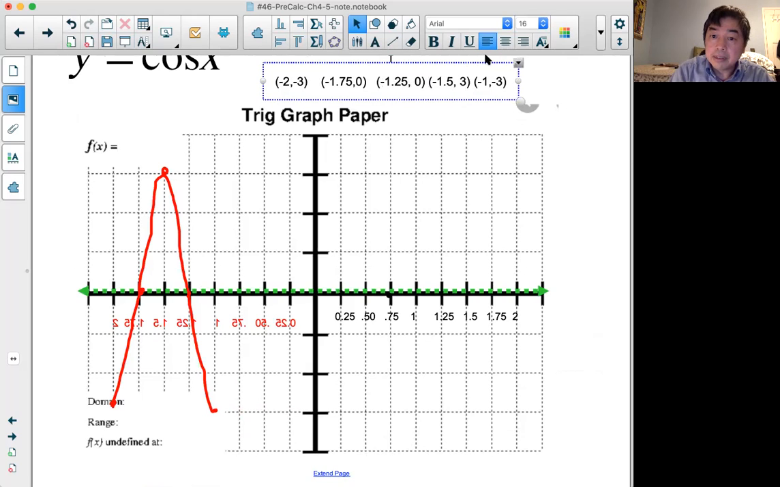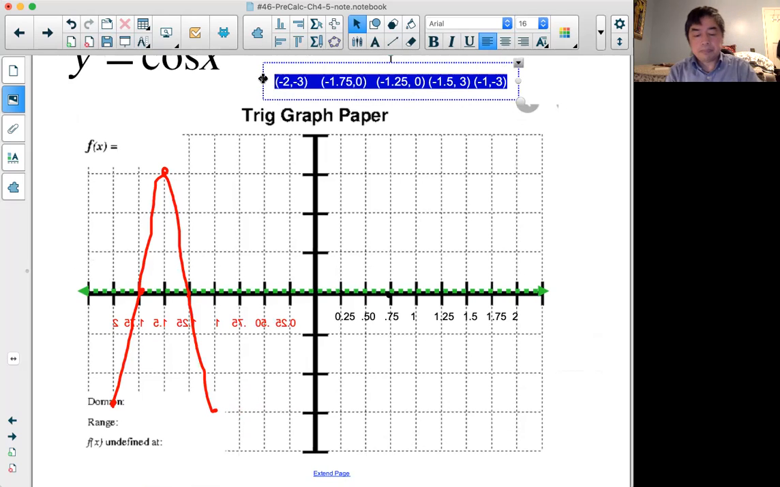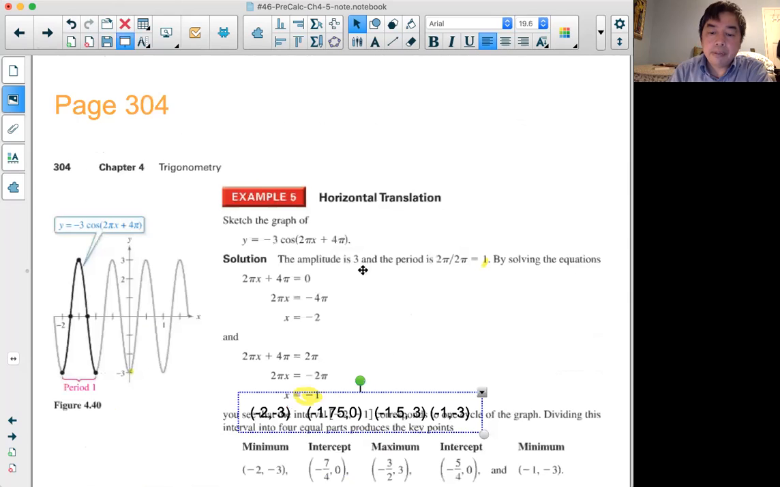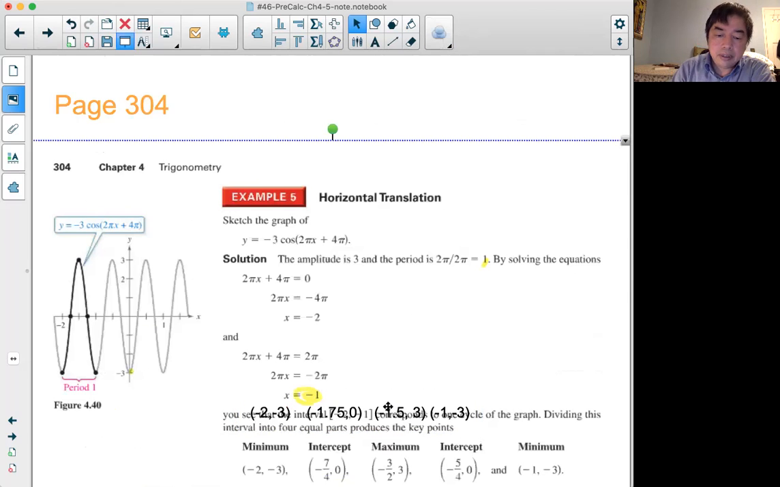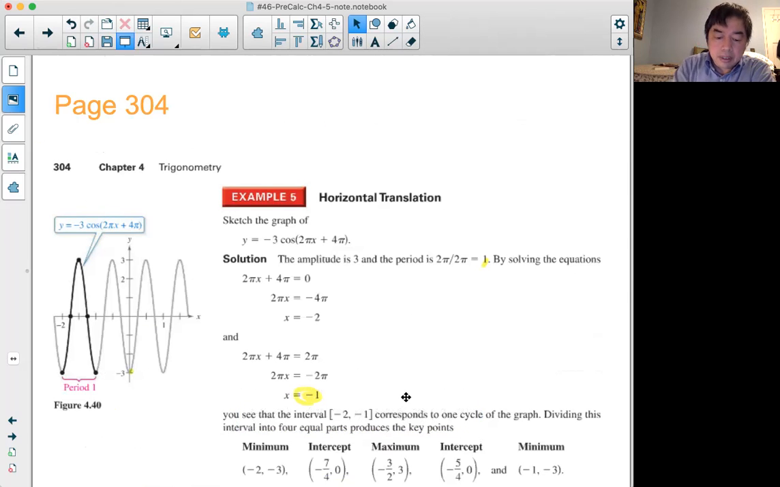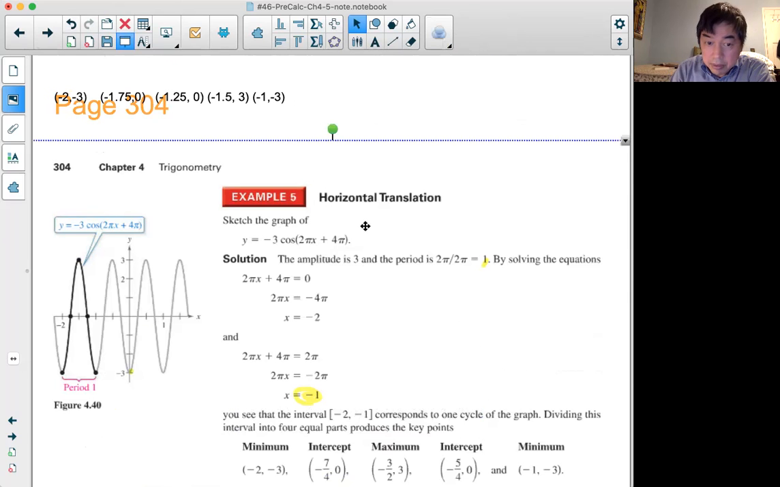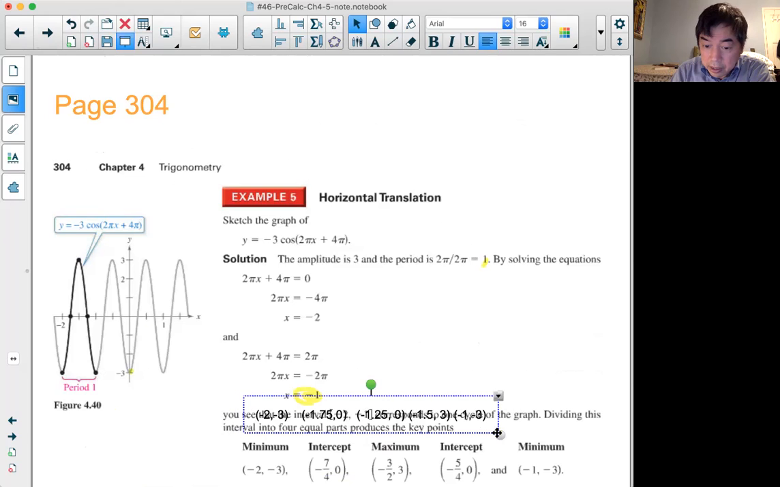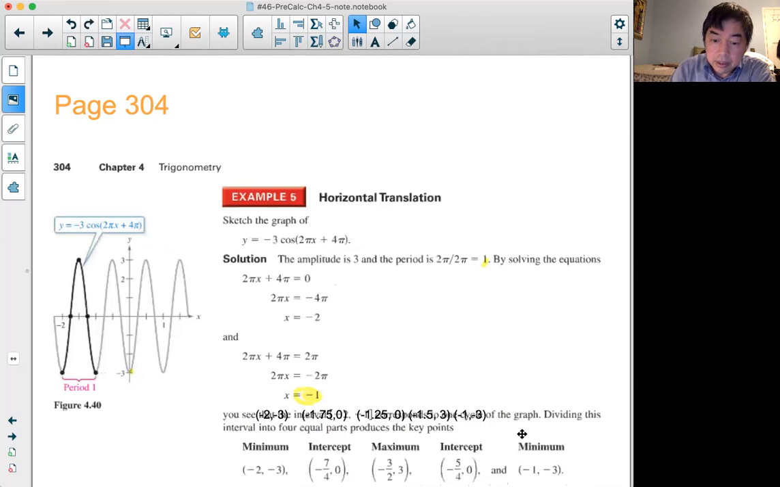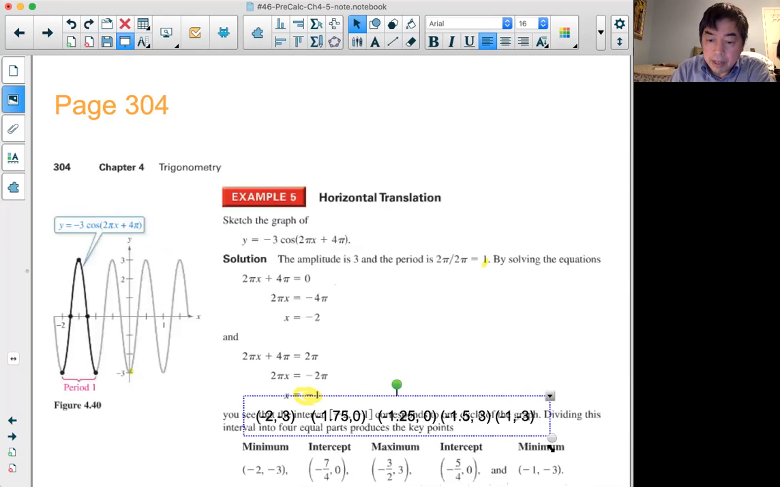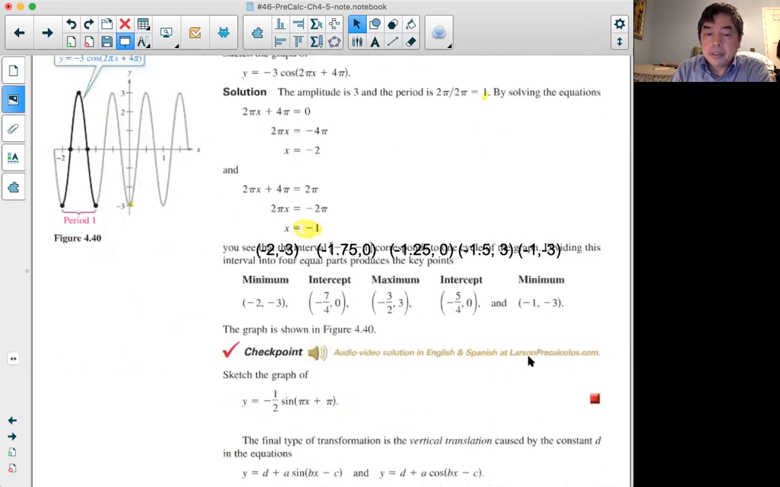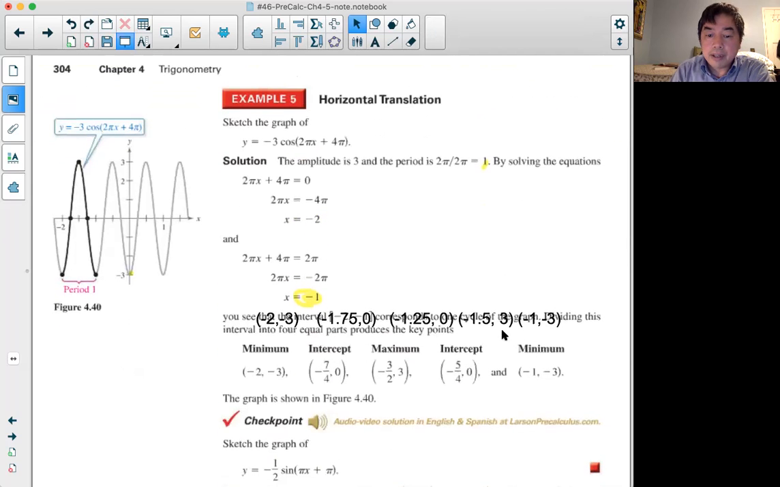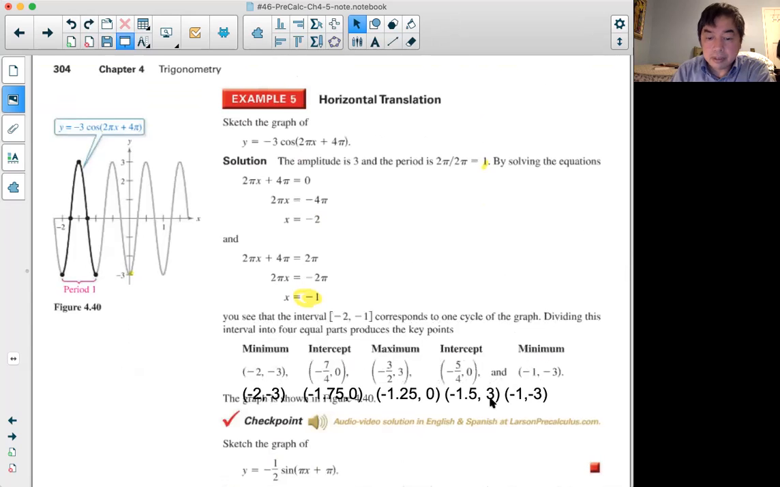Okay, let me cut and paste this one. Let me erase this. Okay, so this is going to match exactly the same one. So your textbook is fraction. Oh, sorry. And mine is decimal. Okay. So this is example 5. And if you have any questions, just let me know.